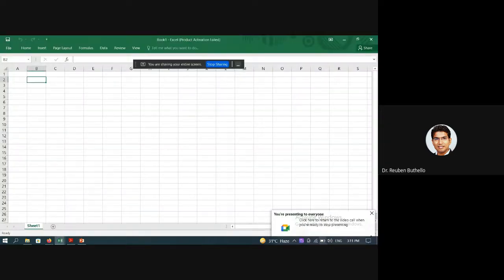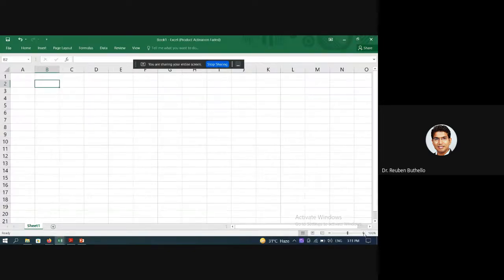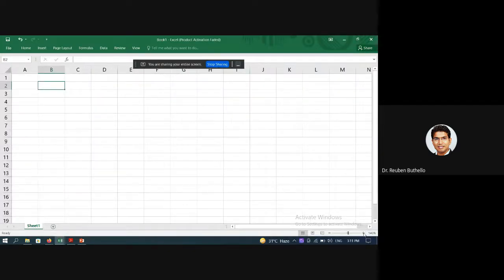Okay, so for everyone's convenience, I am going to write the instructions over here. So the objective is to calculate the weighted average cost of capital, and the steps involved are as follows.